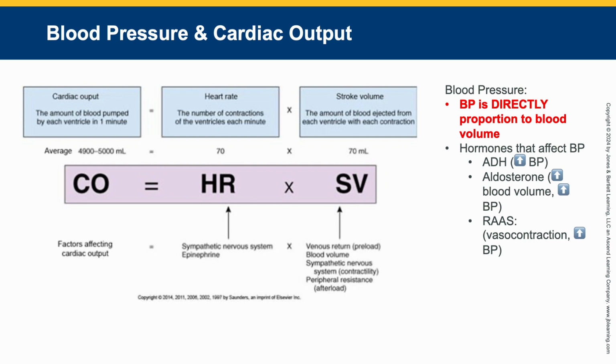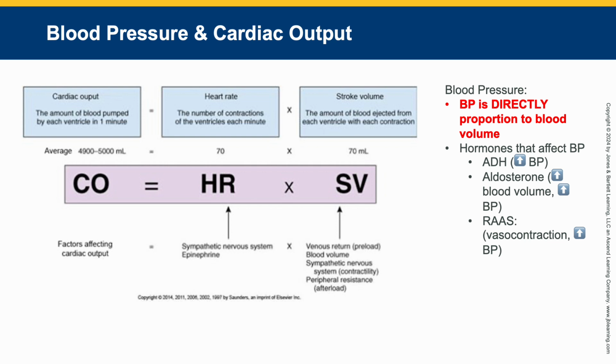So remember, blood pressure is directly related to the blood volume, which is affected by hormones. We've got antidiuretic hormone, and that's released as blood pressure is lowered to retain water and increase blood pressure. Then we have aldosterone, and that's released to increase blood volume, thereby increasing blood pressure. And then the renin-angiotensin-aldosterone system in the kidneys causes vasoconstriction and thereby increases blood pressure.